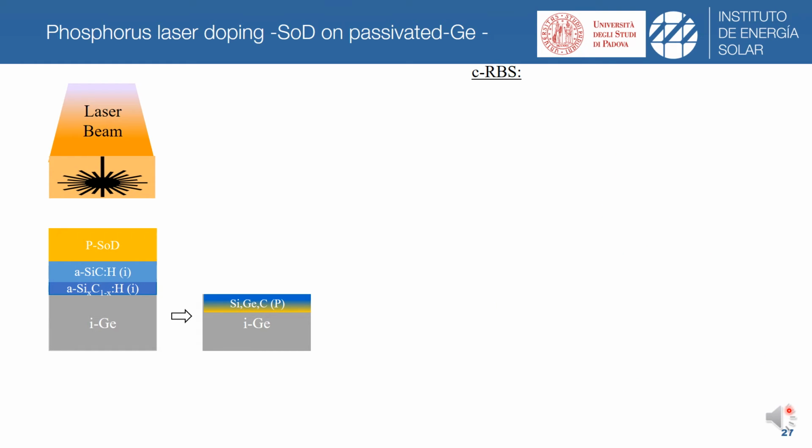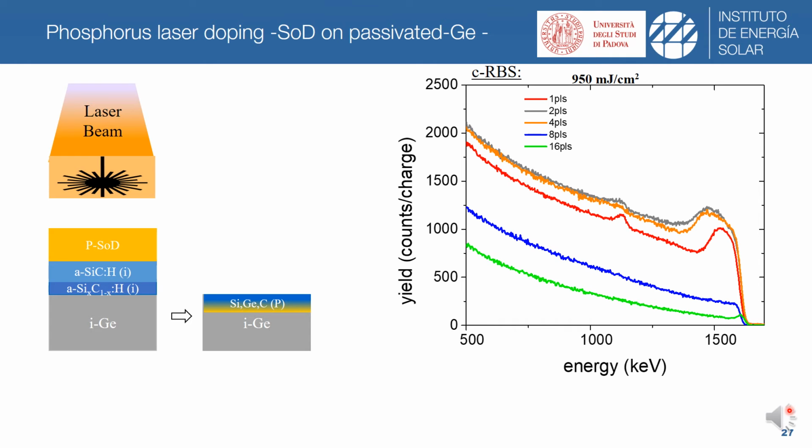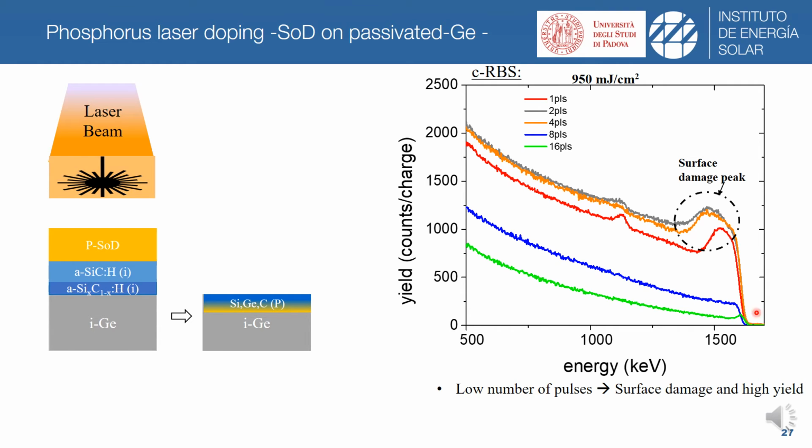That's why we have also performed Rutherford backscattering measurements in channeling mode. Here you can see the total number of detected ions normalized to the total ion beam charge as a function of the energy and the number of pulses. I would like to draw your attention to the highest energy, which corresponds with the near surface of the samples. As you can see here, there is a very big peak, which indicates surface damage for a low number of pulses, from 1 to 4. And this peak vanishes as the number of pulses is increased up to 8 and 16.